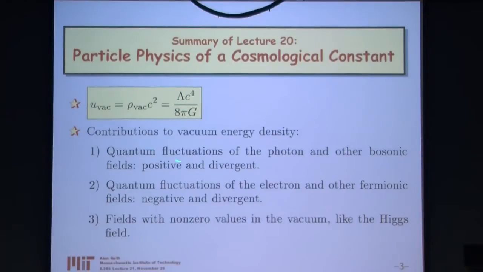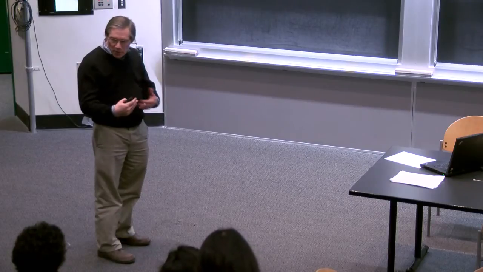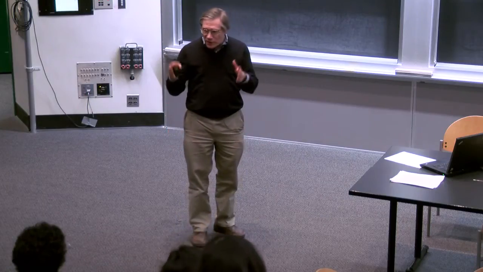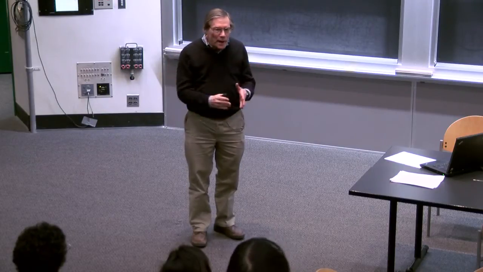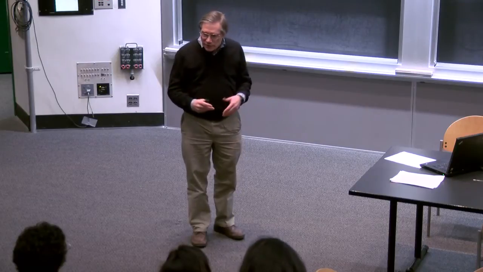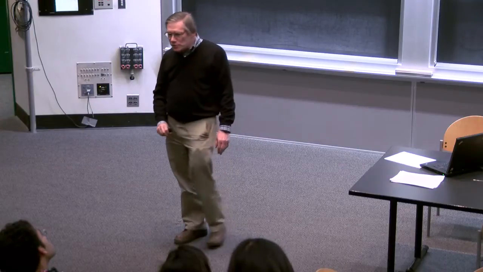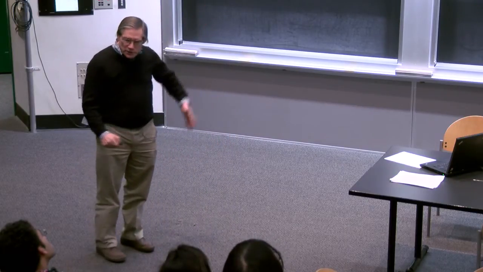There's first of all the quantum fluctuations of the photon and other bosonic fields. Bosonic fields meaning particles that do not obey the Pauli exclusion principle. And that gives us a positive contribution to the energy, which is in fact divergent. It diverges because every standing wave contributes, and there's no lower bound to the wavelength of a standing wave. So by considering shorter and shorter wavelengths, one gets larger and larger contributions to this vacuum energy. And in the quantum field theory, it's just unbounded.